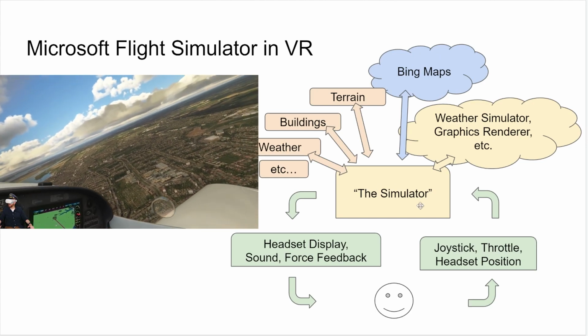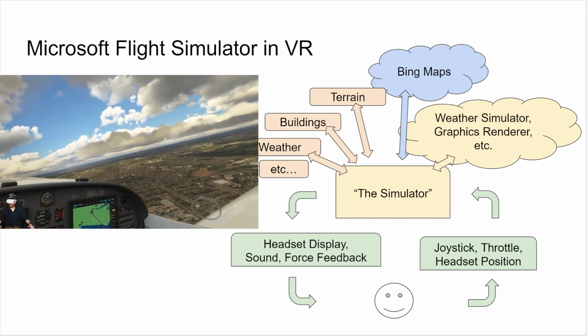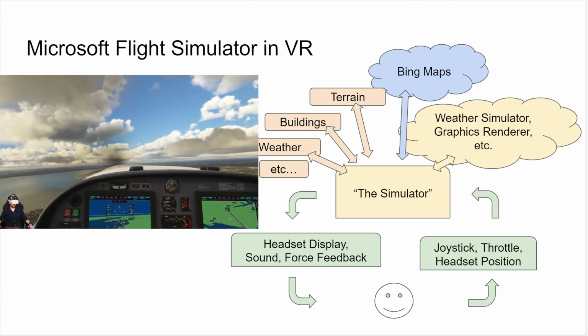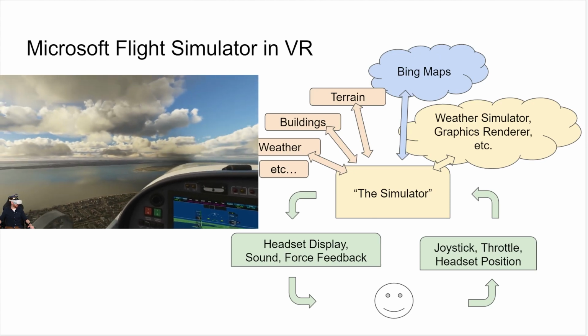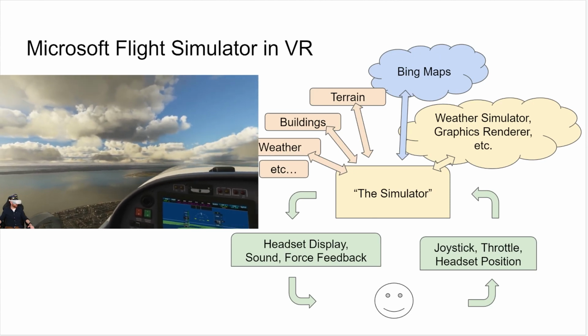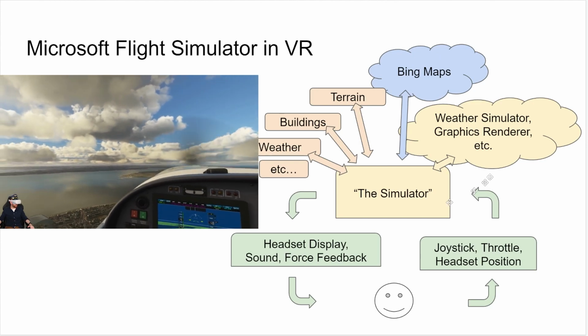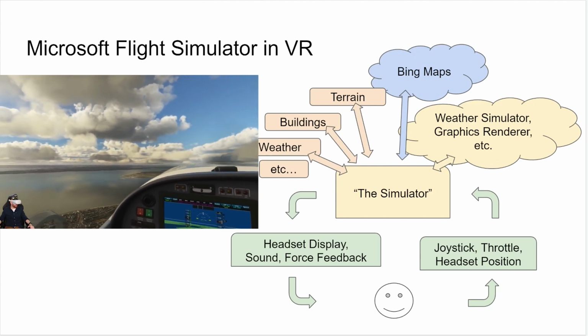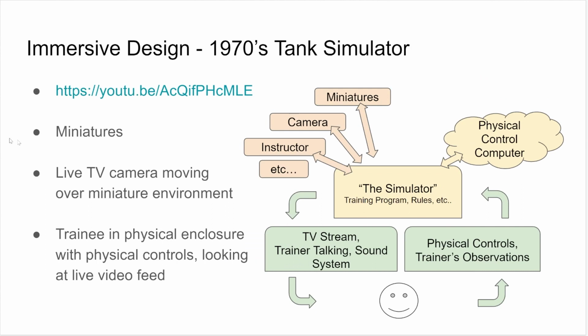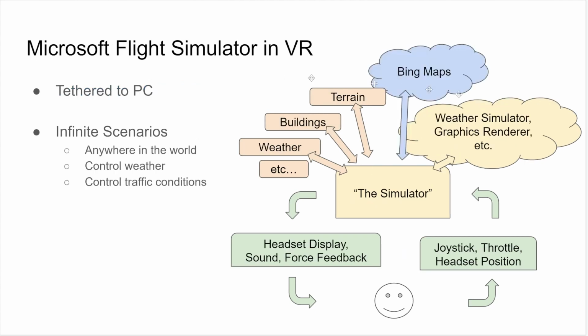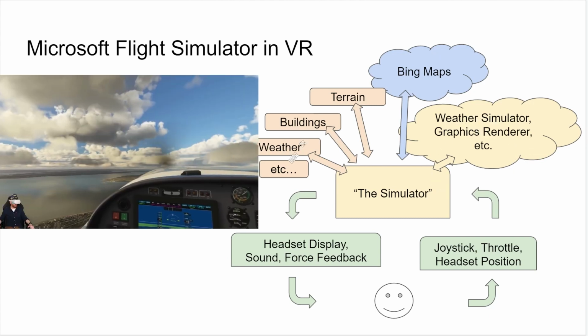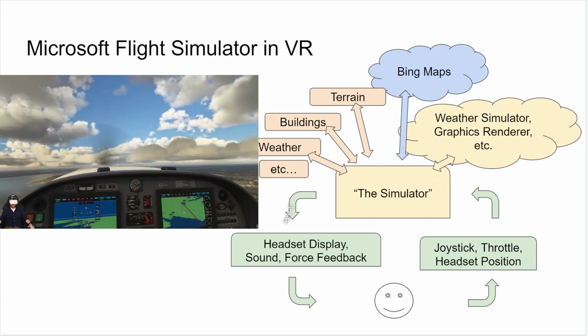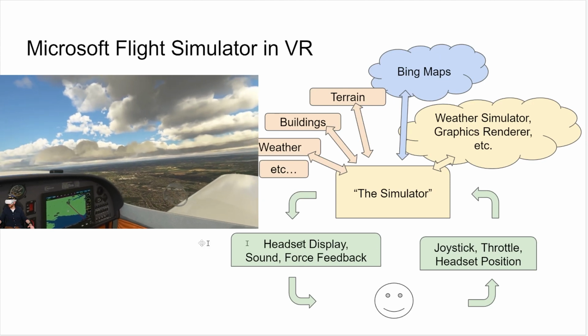So it's the same idea, but the difference is that you're no longer restricted to the miniatures. You can go anywhere in the world because you've got Bing Maps. You can change the weather because it's just a digital simulation. If we go back to the tank example, if you wanted to simulate fog or rain, you would actually have to physically create the fog and the rain so the camera can see it. Whereas in the flight simulator example, you just need to put this onto the screen or into the headset display.